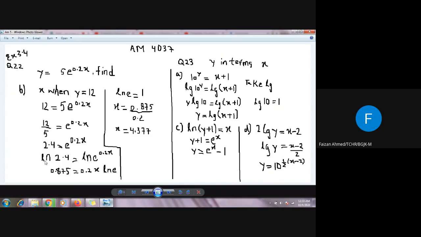and using the calculator you can find the value of ln 2.4, that is 0.875, and applying the property of log, this 0.2x will come down. This will be 0.2x ln e. I know that ln e is 1 because ln is a log with base e, and when the base and the argument are the same, the answer is always 1. So this will be 0.2x, and since I have to find the value of x, I have to shift this 0.2 to the other side. It will get divided: 0.875 divided by 0.2, and the value of x will be equal to 4.377.